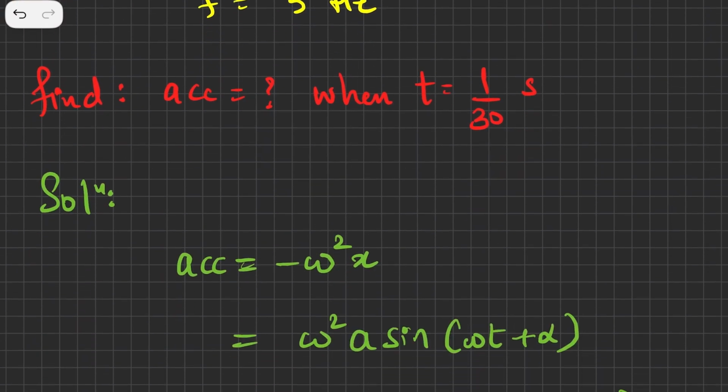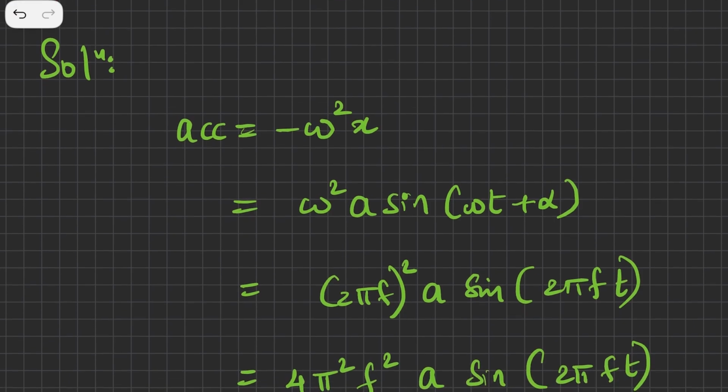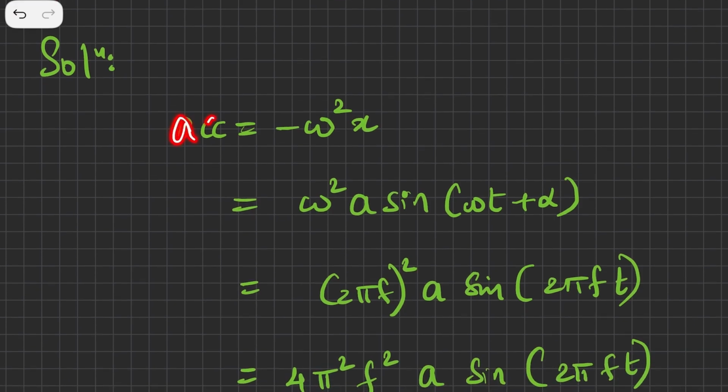Now we have a basic formula for acceleration when it comes to oscillation, and that formula is ACC, that is acceleration, is equal to minus omega square x. This is the basic formula. Now I am just ignoring this minus sign because it is just showing that acceleration and displacement are in opposite direction. So that's the reason why you will not see any minus sign going forward. Then x, what is x? x is displacement, and displacement is x equals a sine(omega t plus alpha). So this is my equation of displacement.